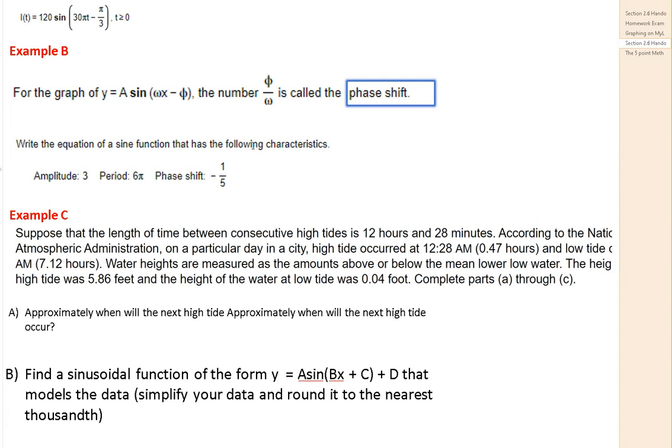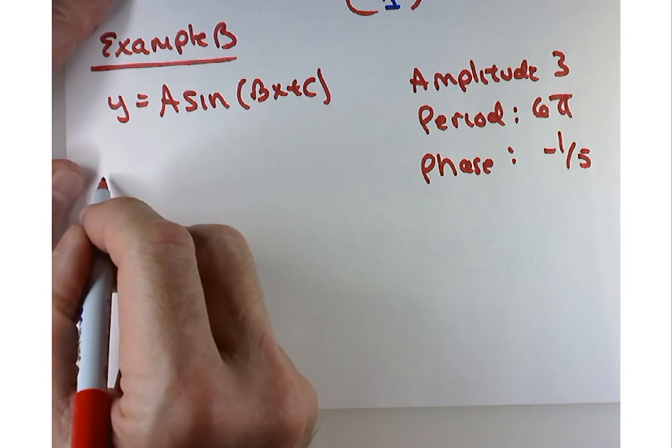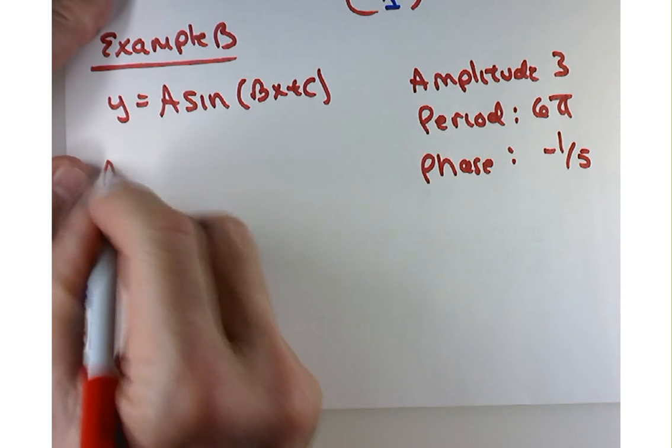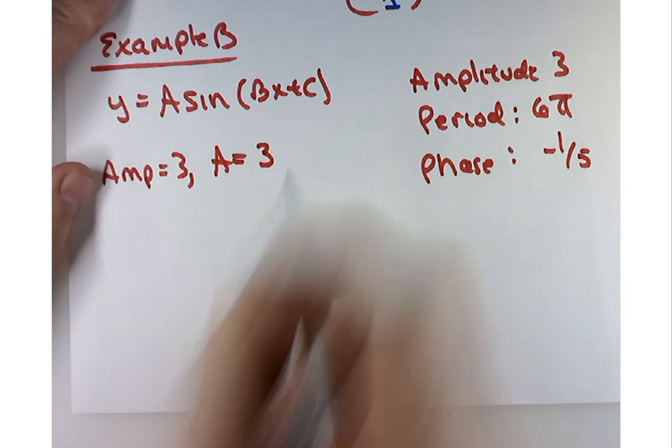So my goal is y equals a times sine of bx plus c. And I want amplitude of 3, a period of 6 pi, and a phase shift of negative 1/5. All right, let's see what we can do. Amplitude of 3, that's pretty easy. So let's start with that one. Amp equals 3. That means A equals what? A has to equal 3, right?